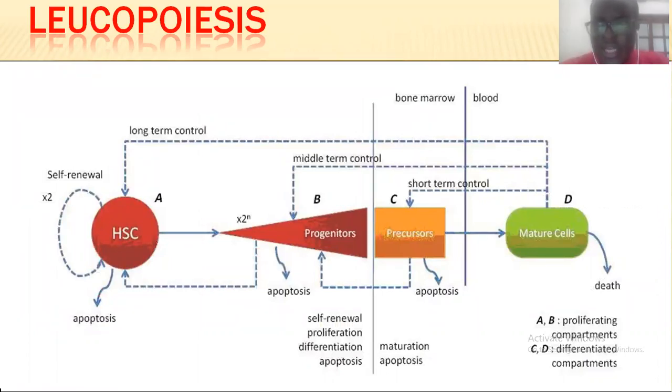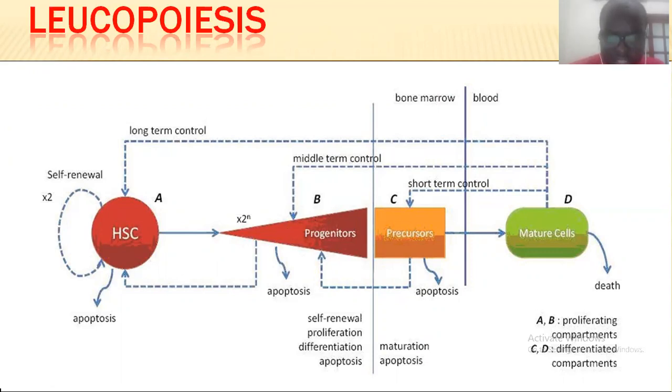Here is a summary diagram of leukopoiesis. You have the hematopoietic stem cell, and this can undergo mitosis to give rise to new hematopoietic stem cells. Sometimes these stem cells can undergo apoptosis. Then there are long-term factors that can stimulate the hematopoietic stem cell to differentiate or proliferate into progenitor cells. Of these progenitor cells, you have the common myeloid progenitor cell and the common lymphoid progenitor cell.